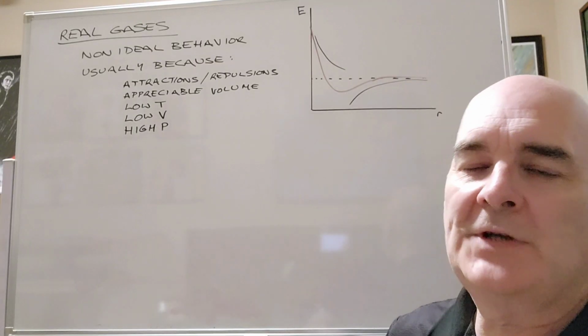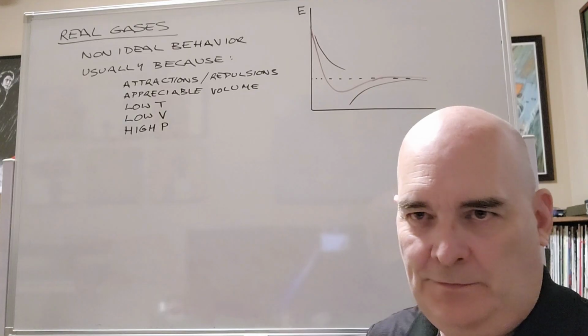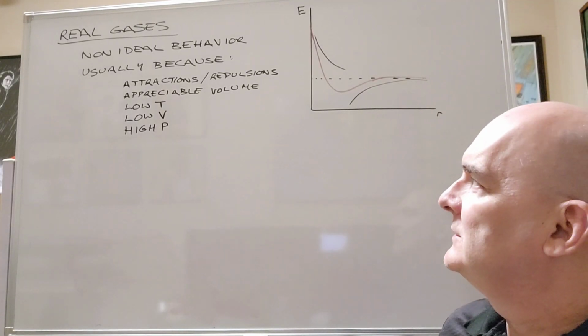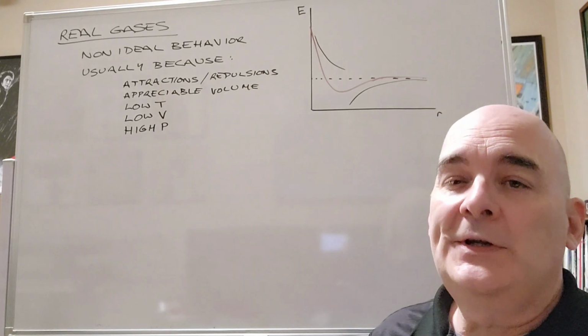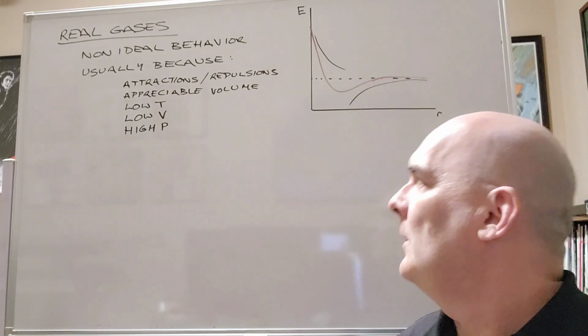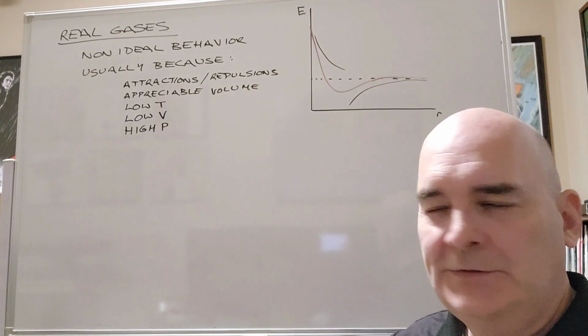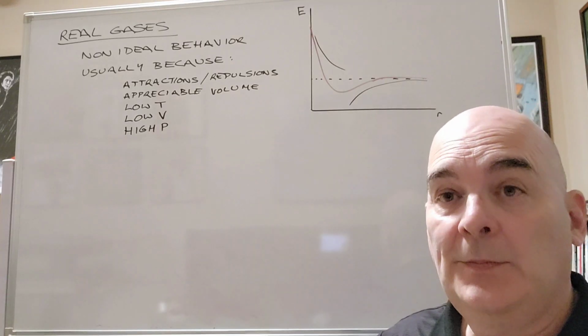Let's consider those gases that do not have ideal behavior or are not perfect gases. We call them real gases. They exhibit non-ideal behavior. There are a couple of different reasons for this, but it's predominantly that there are either attractions or repulsions between the molecules, or the particles themselves have appreciable volume.